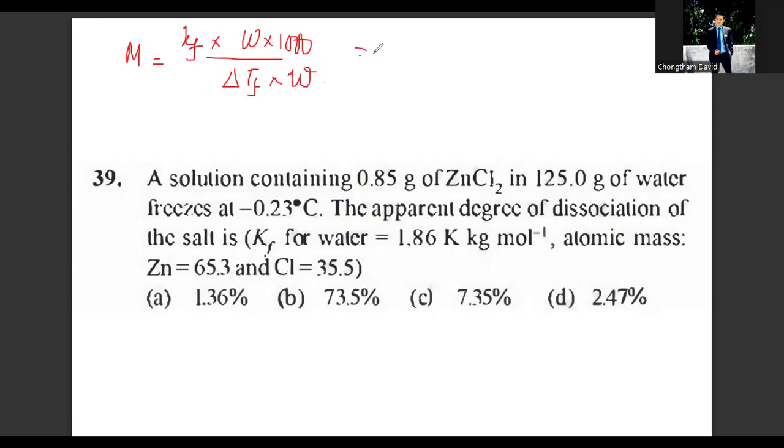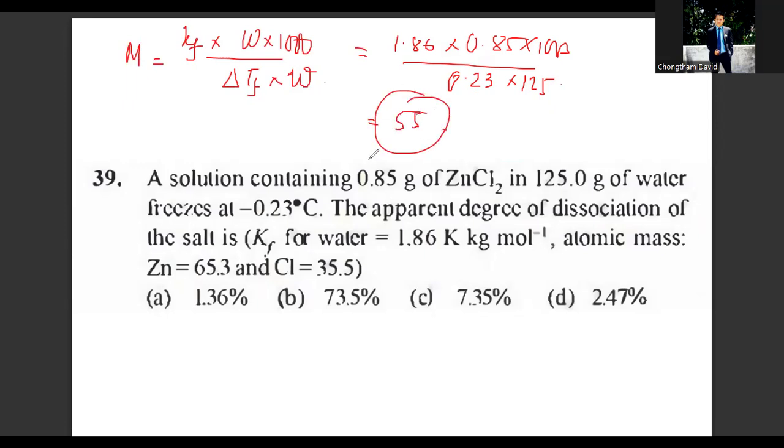So when you substitute the values here, 1.86 into 0.85 multiplied by 1000 divided by 0.23 into 125. So approximately you have 55 grams. From this, you can easily find i, the total number of moles normal by observed, 136.3 divided by 55, which would give rise to 2.47.